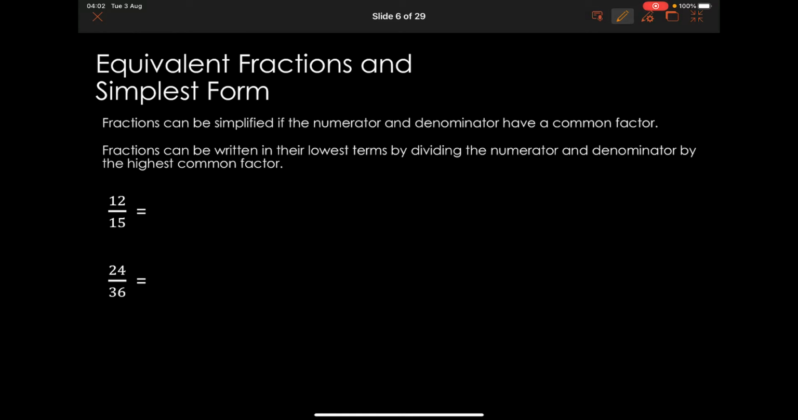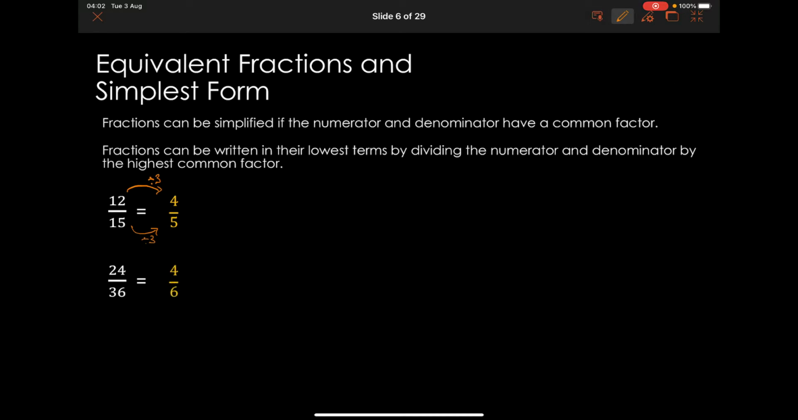So 12 over 15. What can I do to 12 and 15 to get to the smallest equivalent fraction that it could be? Because this is a common question in the exam. All right, so your answer should have been 4/5. And what you should have done was divided by 3. Because 15 and 12 can both be divided by 3. 12 divided by 3 is 4. And 15 divided by 3 is 5.